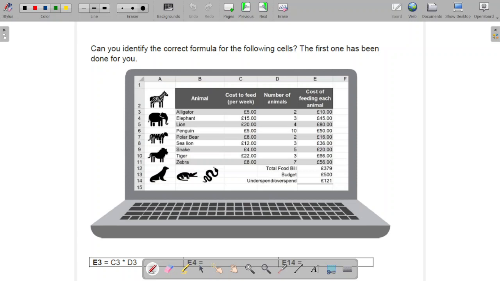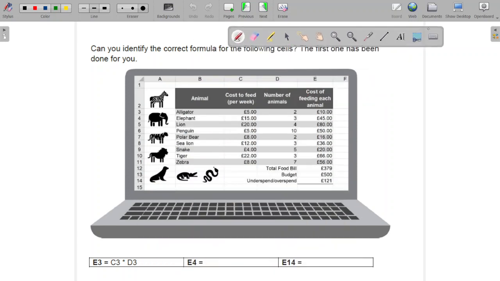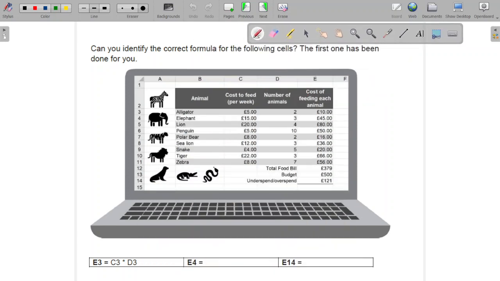And we try to apply what we understand about this. You have an activity saying, identify the correct formula for the following cell. When I say which cell here right now, he's talking about E3. Where is E3? It's the cell that exists in column E and row 3. So you're talking about this one, the 10 pound.